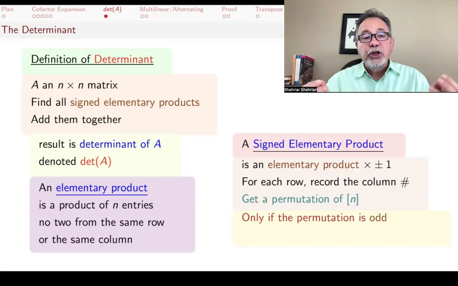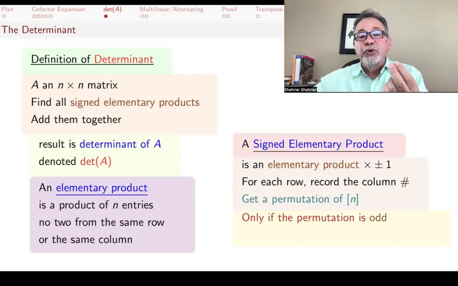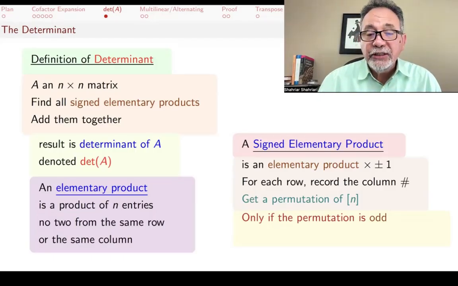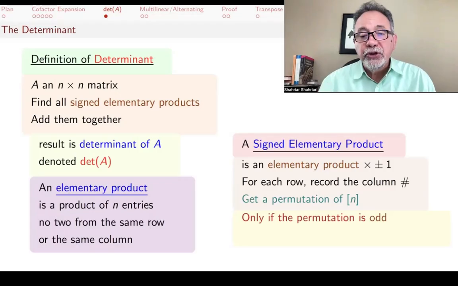So if in your permutation you have a 4 and then later on somewhere you have a 1, that's an inversion. You count that number of inversions. If the number of inversions is odd, your permutation is odd. If the number of inversions is even, your permutation is even.